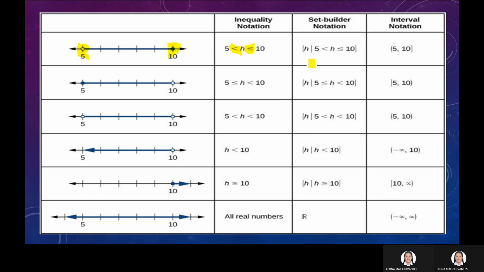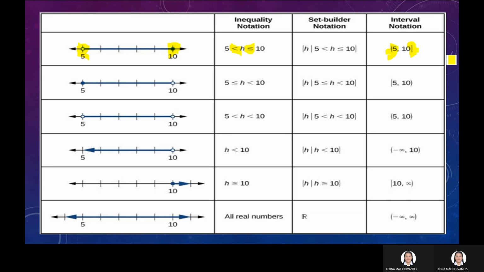Next, interval notation. We have 5, not shaded or not included, so we will use parentheses. Next, 10, shaded or included, so we will use square bracket.